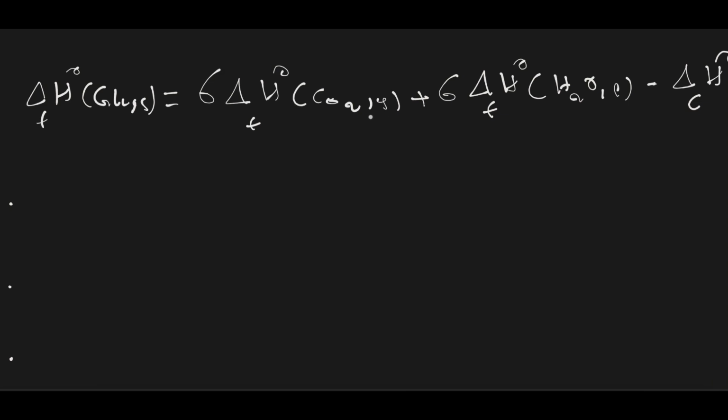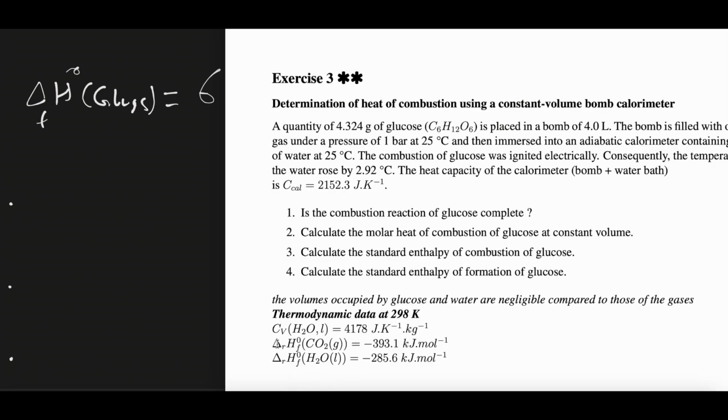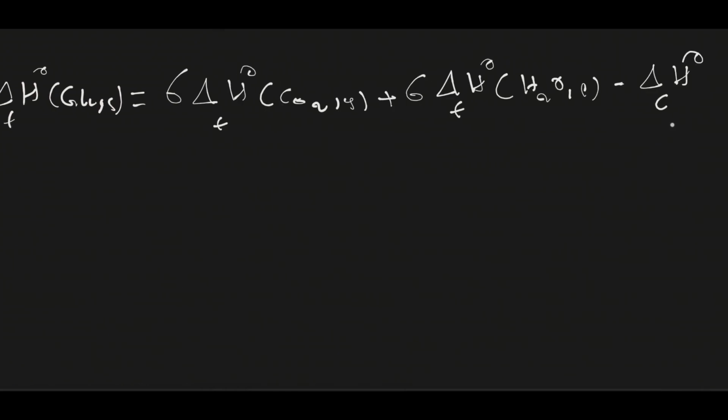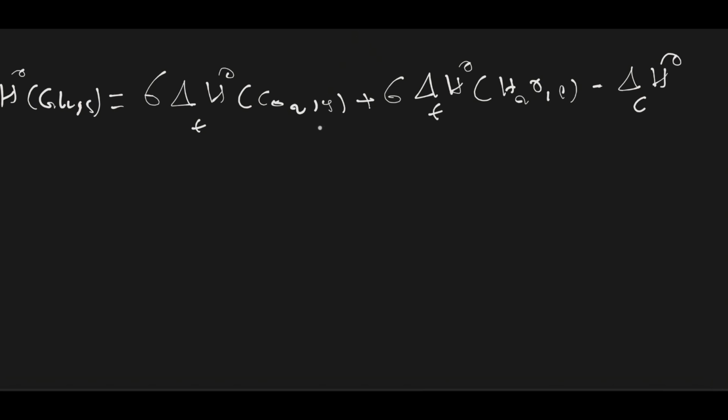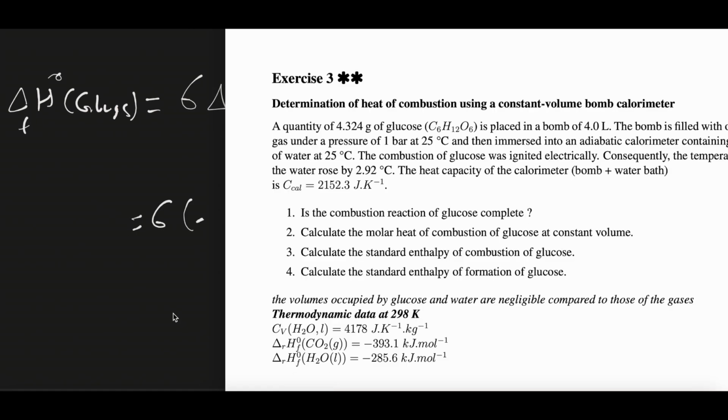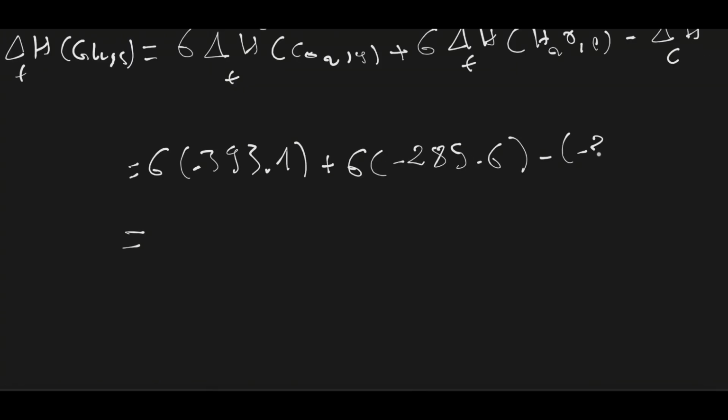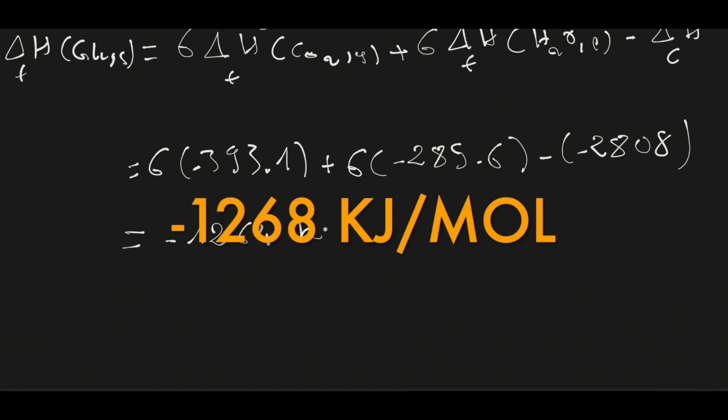Now we can plug each value into this equation because they are all given: the standard enthalpy of formation of CO2, of H2O, and of the combustion reaction that was calculated in the second question. And by doing the math, we get a value of negative 1264 kilojoules per mole. So here is the standard enthalpy of formation of glucose using the calorimetry experiment.